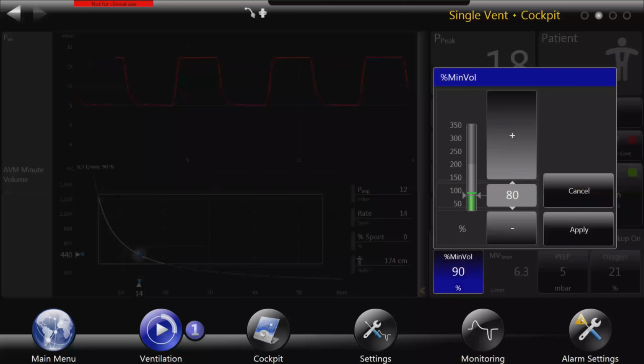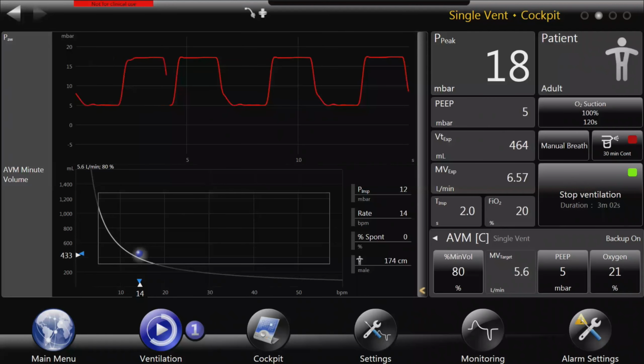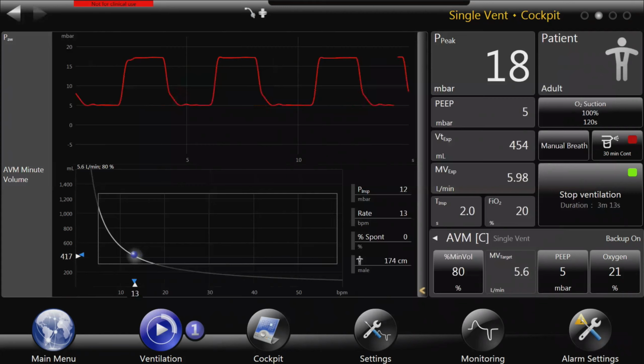Maybe we go a bit lower here, just to prove that it's really changing. And now the peak pressure has changed as well. Okay, so we go back to the presentation. I will stop the ventilation. We will come back for a second demo in a few minutes as well.